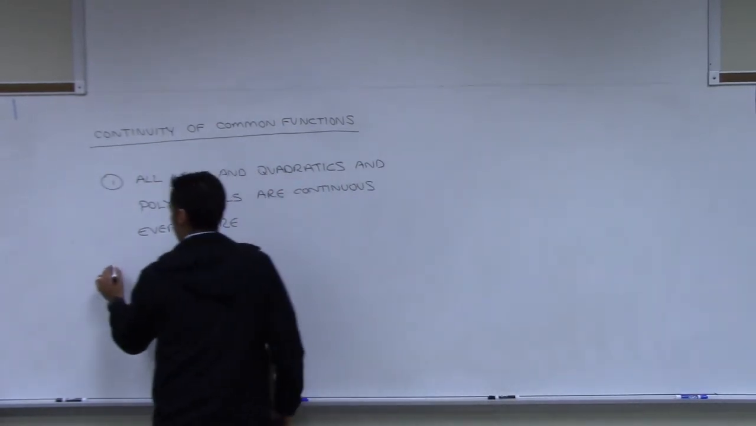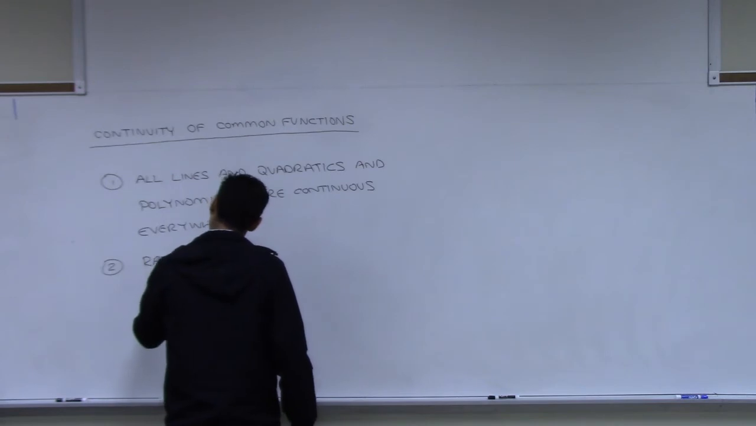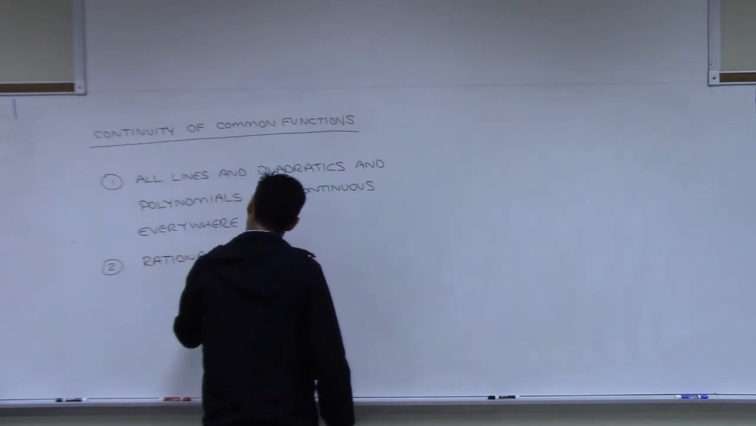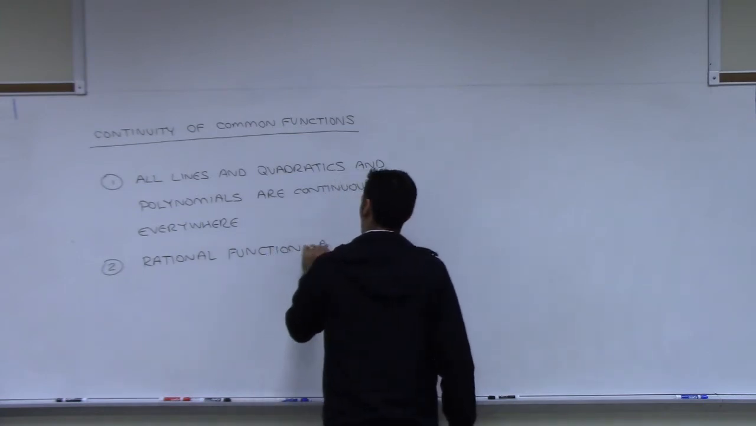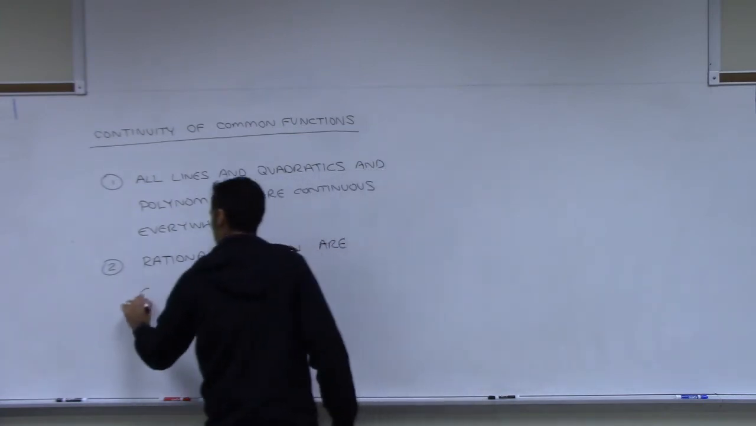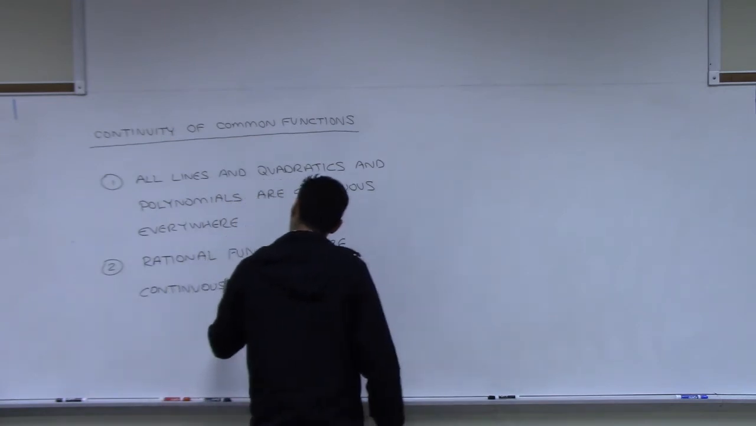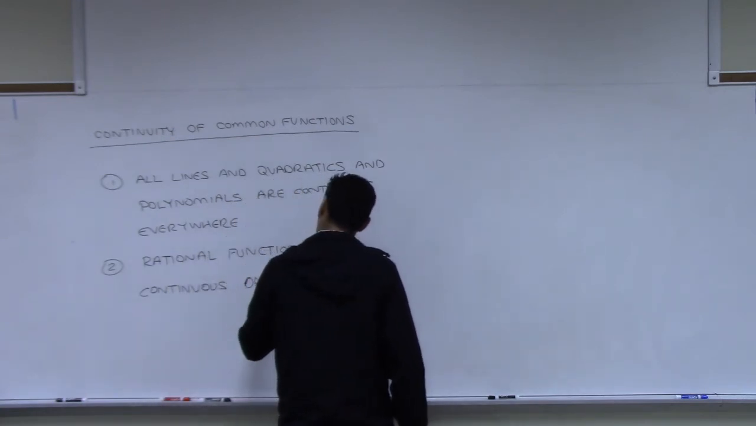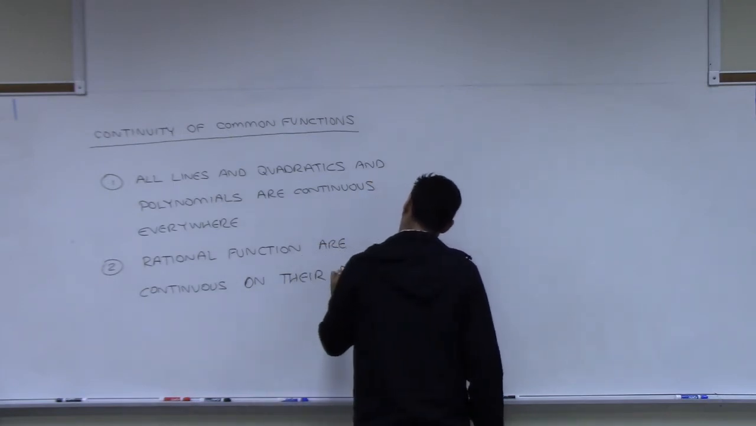Now, the next type of function that we may deal with is rational functions. Rational functions are continuous on their domains.